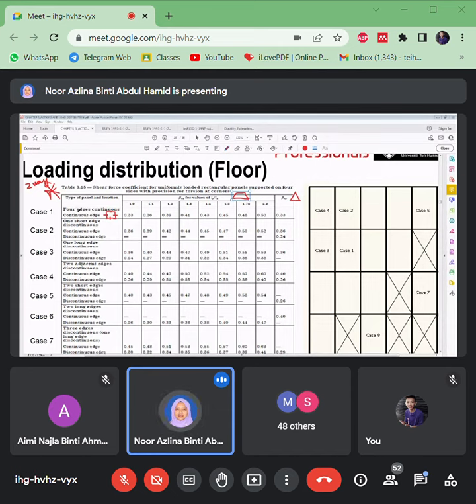Okay, so you need to understand each of the cases. 4 edges continuous, so you need to do some drawing here. Dulu saya study pun saya lukis. Setiap petak ni saya lukis. Apa yang dimaksudkan 4 edges continuous? Okay, this is an example of case 1, which is all around it continuous to other structure. All sides, all corners continuous to other beams.